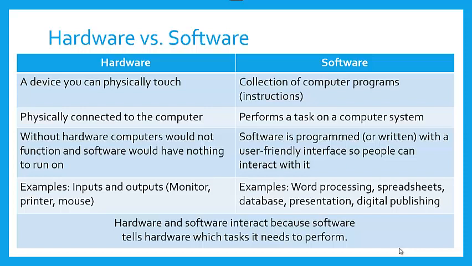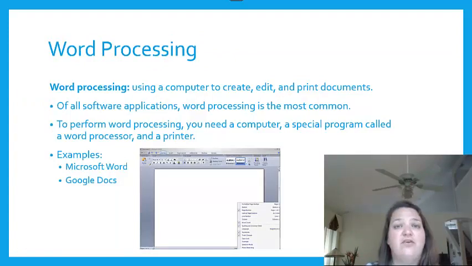So one thing that software and hardware have in common is that hardware and software interact because software tells the hardware which tasks it needs to perform. So let's start out with our first example of computer software, and that's word processing. Word processing is using a computer to create, edit, and print documents.